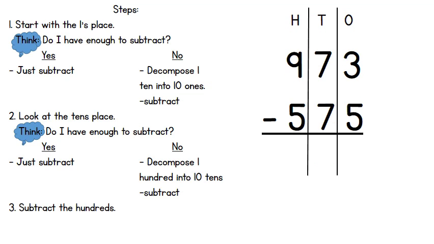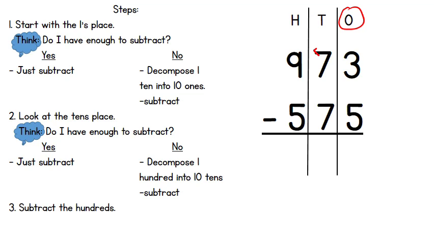All right. Now we are subtracting 575 from 973. My first step is to start with the ones place. I'm going to think, do I have enough to subtract? Here's my ones place. I have 5 on the floor and 3 on top. 5 is bigger than 3, so more on the floor. I have to go next door and get 10 more.